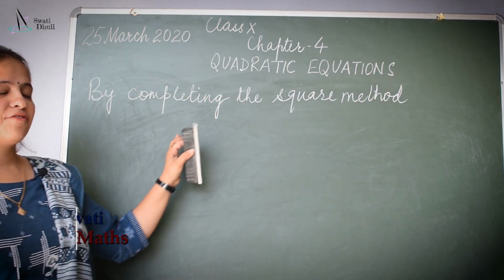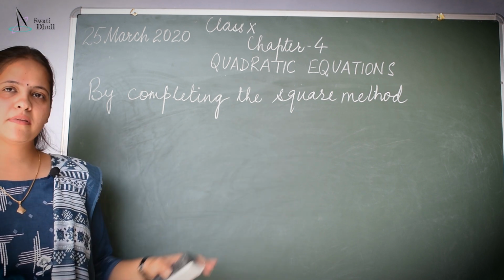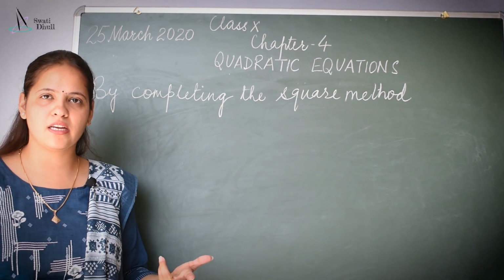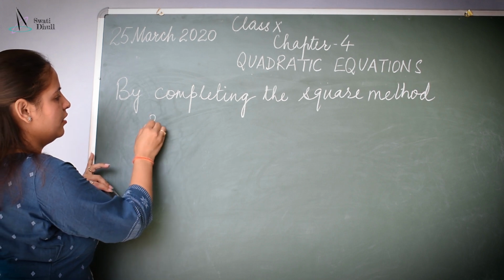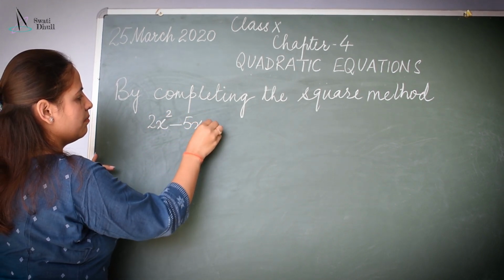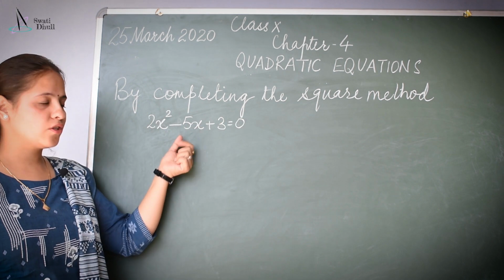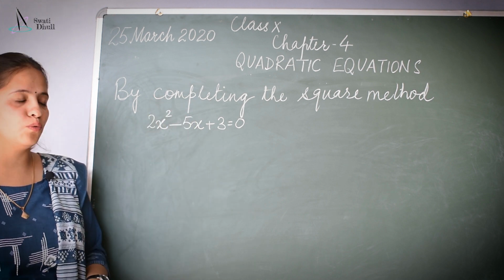Though the students find this a difficult method, if you remember the steps, how to find the zeros or roots or solution of a quadratic equation, this is a very easy method. Let's take an example. 2x square minus 5x plus 3 is equal to 0. This is a quadratic equation as the highest degree of this equation is 2.